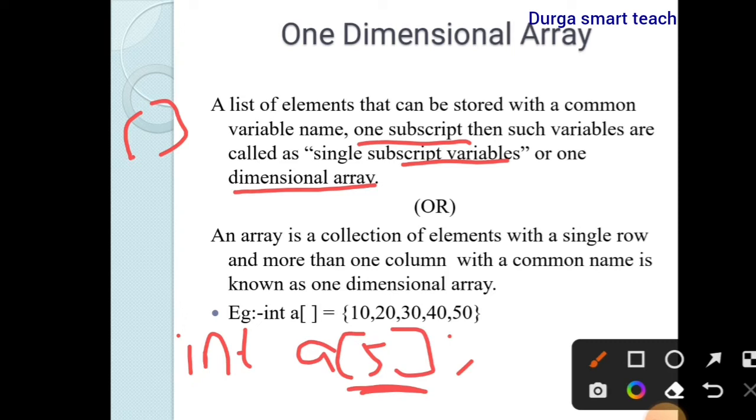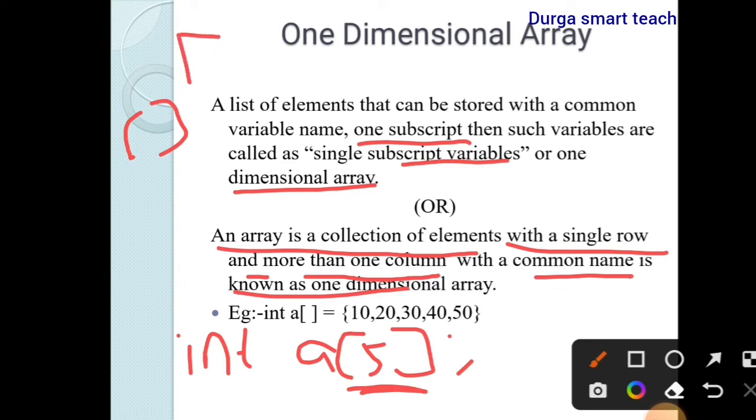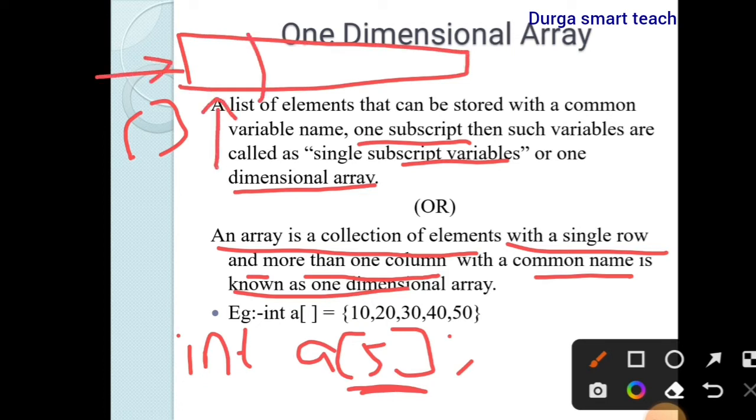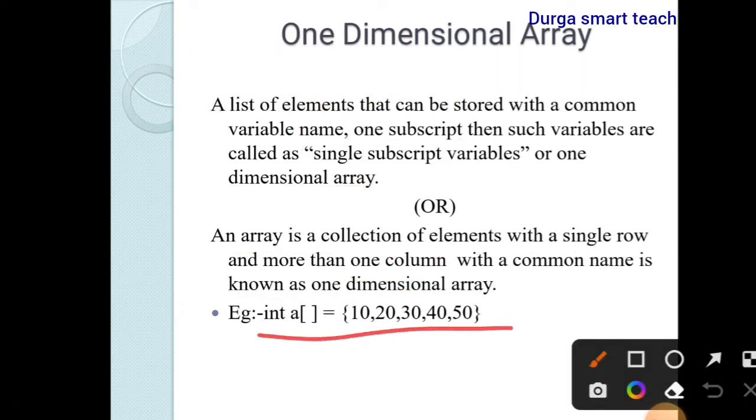An array is a collection of elements with a single row and more than one column with a common name, known as a one-dimensional array. Here this array contains only a single row, so this is one row, but it contains multiple columns. Such a type of array is known as a one-dimensional array. This is the example for a one-dimensional array.